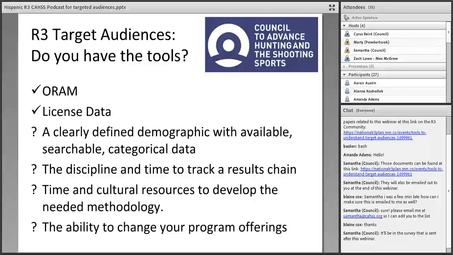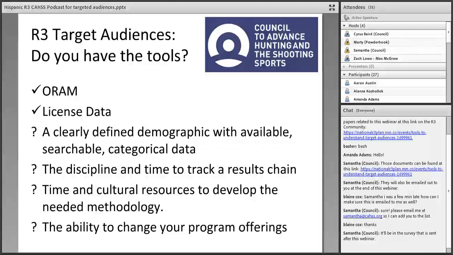So we couldn't really look at license buying trends because their license data system had changed once or twice or 3 times during that time as they were trying to sort through this. So those are the first two that most people should have access to. So check and check on those.